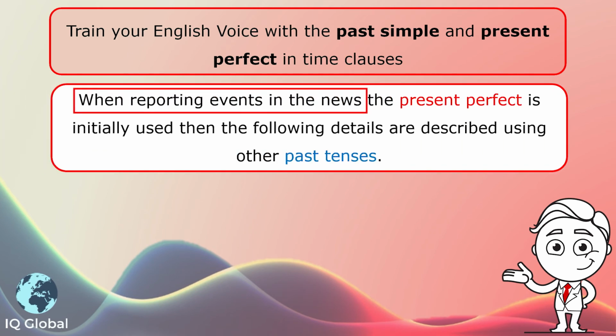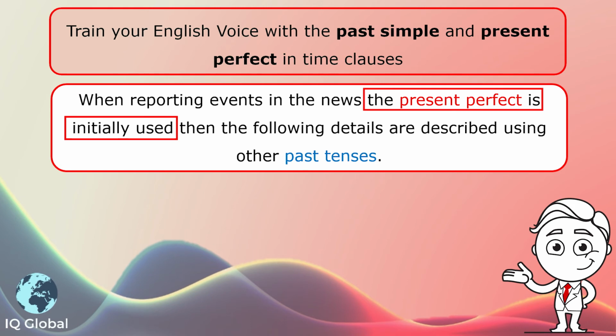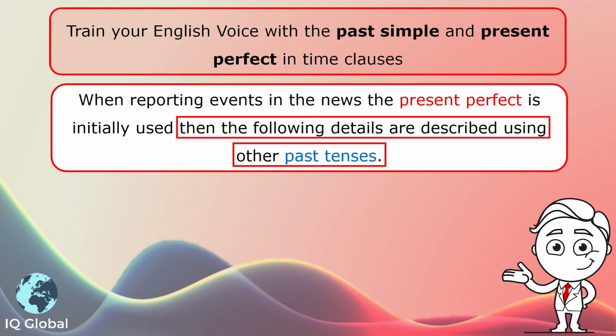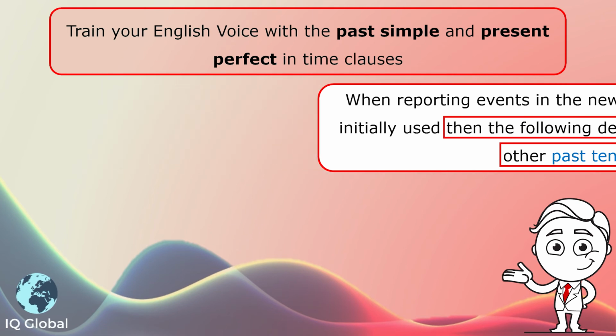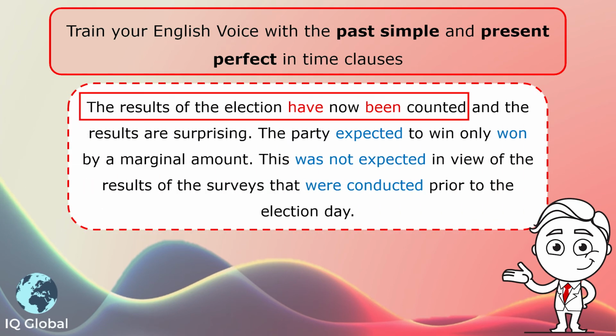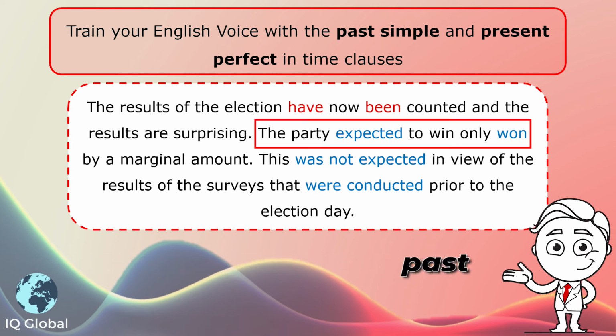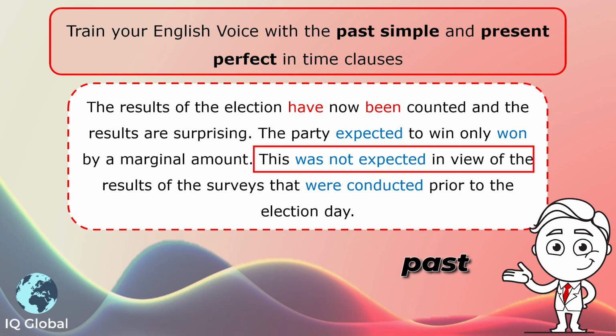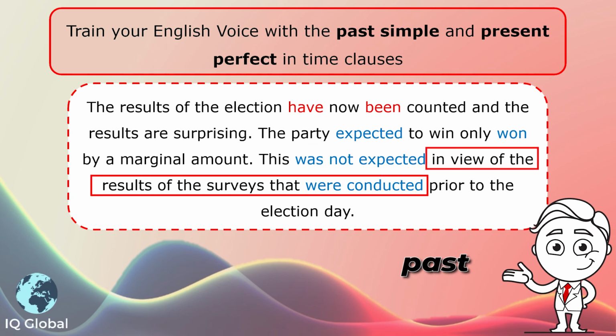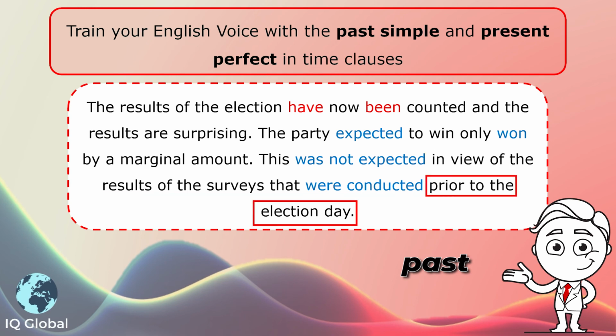And finally, when reporting events in the news, the present perfect is initially used, then the following details are described using the other past tenses. Let's look at this example. The results of the election have now been counted, present perfect, and the results are surprising. The rest of the report is in the past. The party expected to win only won by a marginal amount. This was not expected in view of the results of the surveys that were conducted prior to the election day.